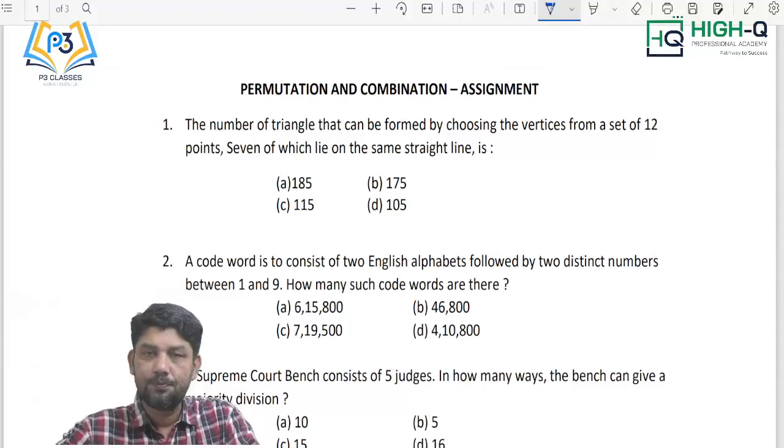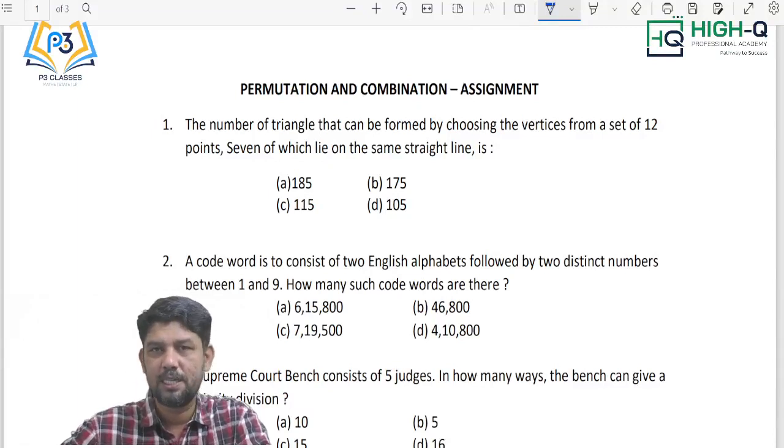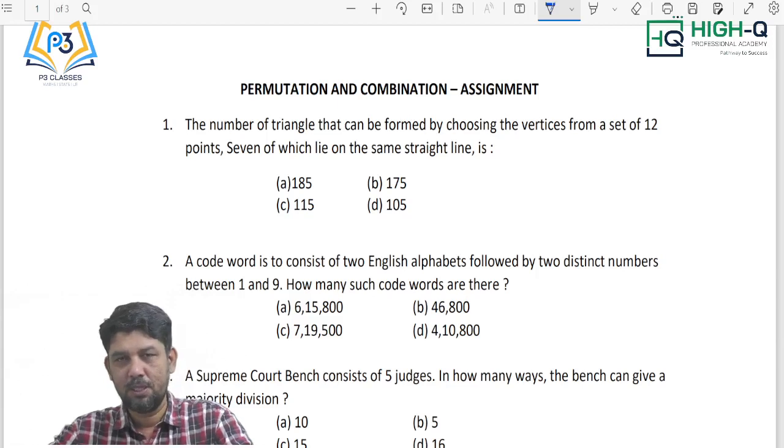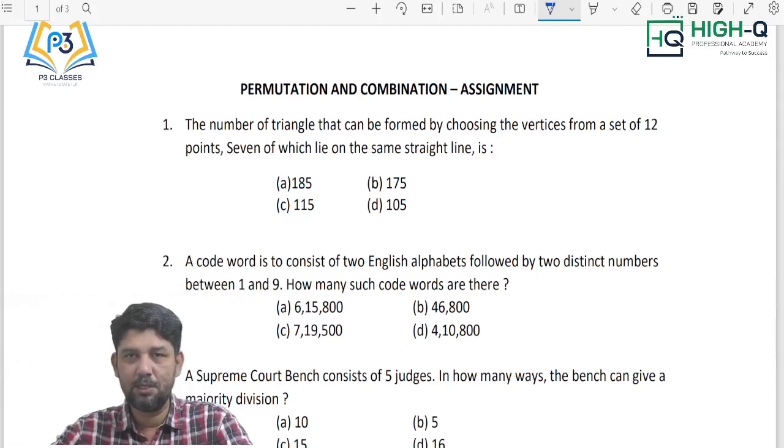Hello everyone. So in today's session, we are going to do permutation combination assignment problems. Of course, in our classroom, we already discussed the classwork problems. I've given you assignments. Most of you might have submitted, there are still a few people pending. Please submit as soon as possible.